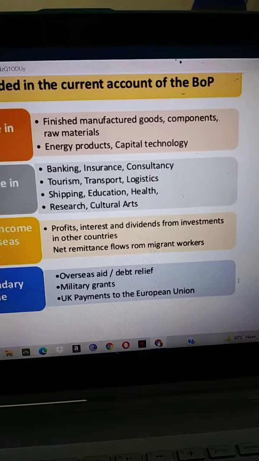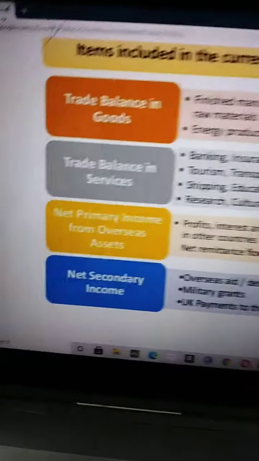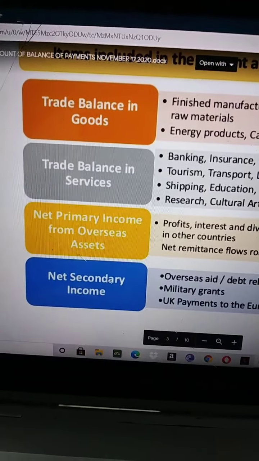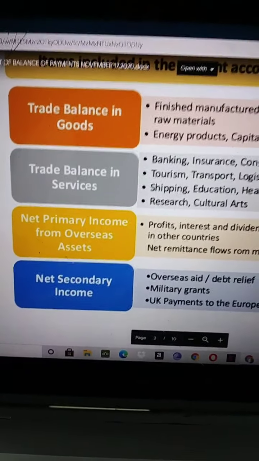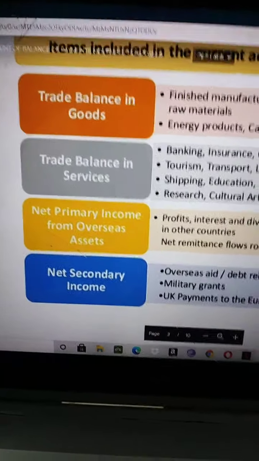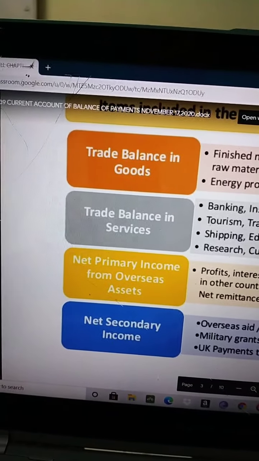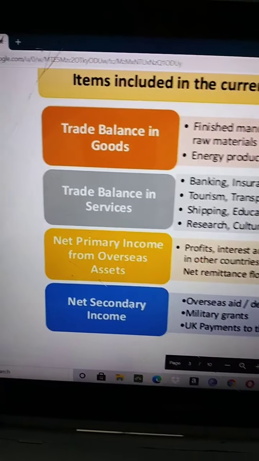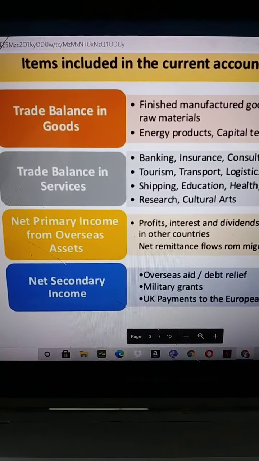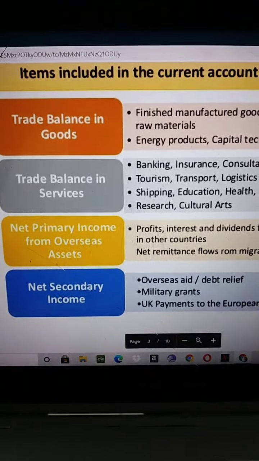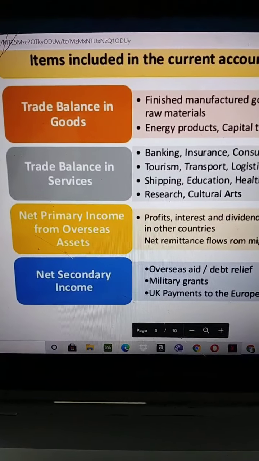It should be balanced. So that is one of the things which I wanted to explain to some of my students. And this lecture will again be uploaded on YouTube. Very important, because the students may have confusion regarding this. This was chapter 39, balance of payments and current account.